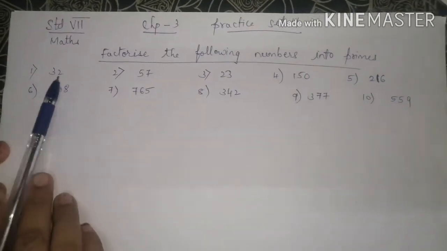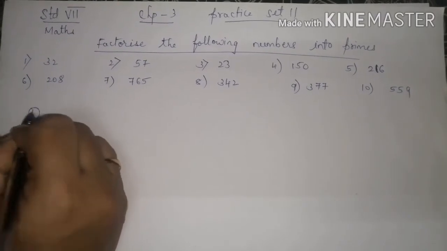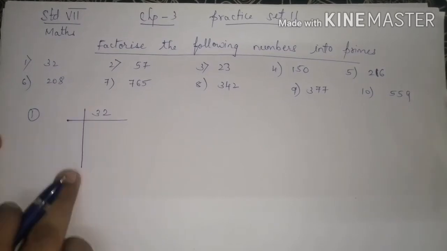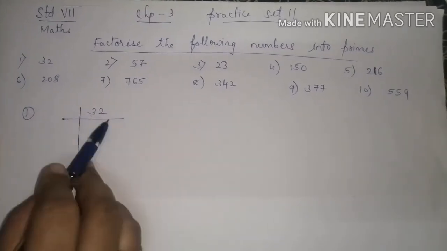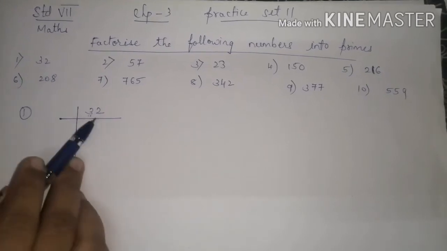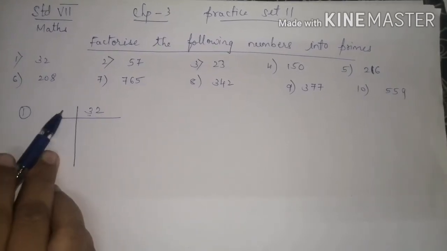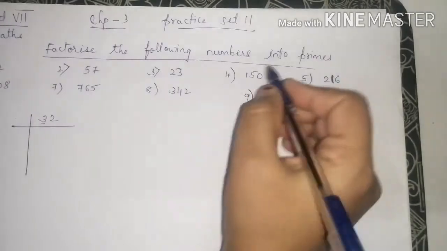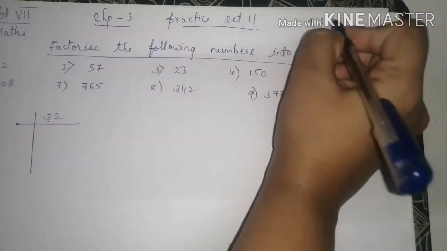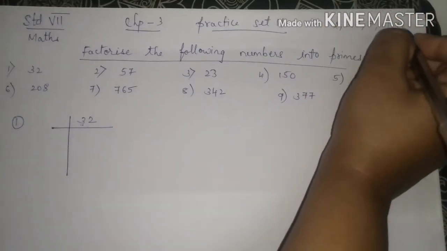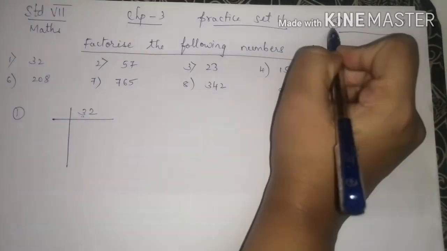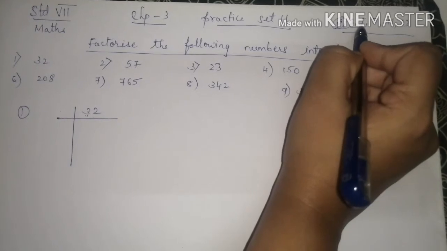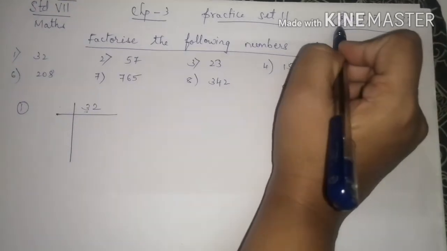So let's see the first sum, 32. We will be solving with the help of vertical arrangement. Now in vertical arrangement, you know, we make two lines like this, and we write the number in the corner. Now 32, we have to think of which prime number it will go by first. We have to start with the smallest prime number. We all know that 2, 3, 5, 7, 11, 13 are prime numbers. We start with the smallest prime number. If it doesn't go by 2, we try 3. If not by 3, then we try 5. First, we will always try 2.